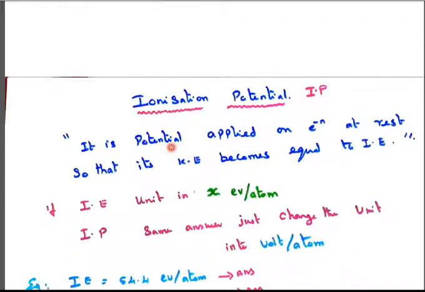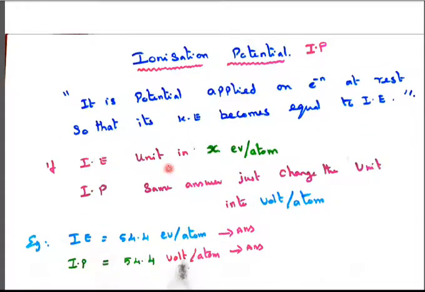Welcome back to the next topic, ionization potential, IP. If a potential is applied on an electron at rest, its kinetic energy becomes equal to the ionization energy. If the ionization energy unit is, suppose, X electron volt per atom, the ionization potential is the same answer, just change the unit into volt per atom.